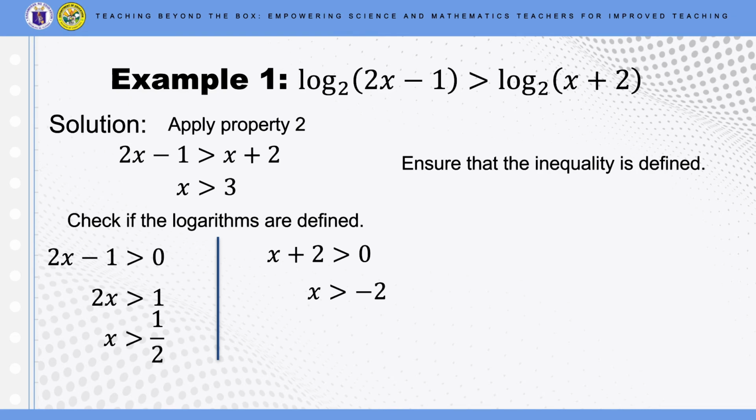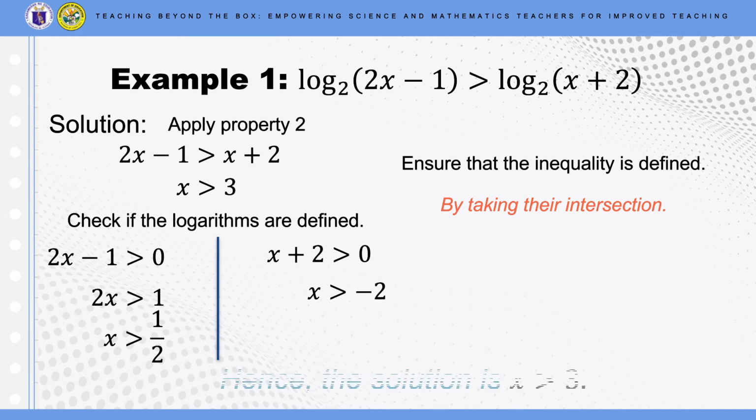Now ensure that the inequality is defined by taking their intersection. So take note, in the arguments, we have x greater than 1/2, x greater than negative 2, and the answer is x greater than 3. Therefore, we can say that the solution is x greater than 3.